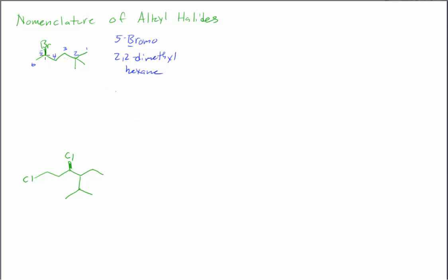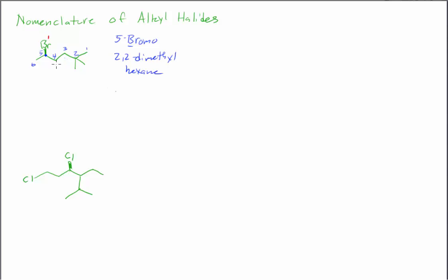And there's one more feature that we want to look at, and we learned about that in Chapter 5. We want to make sure that we show our colleague, if we're talking about this molecule with somebody, what the stereochemistry is at carbon number 5. And so we learned about that in Chapter 5.